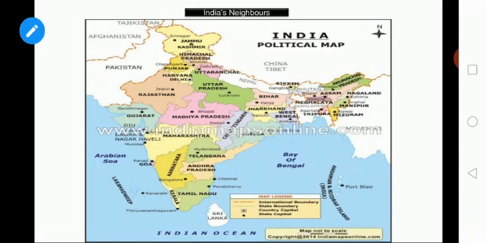So India shares its land boundaries with Pakistan and Afghanistan in the northwest, China, that is Tibet, Nepal and Bhutan in the north, and Myanmar and Bangladesh in the east. Our southern neighbors across the sea are the two island countries, namely Sri Lanka and Maldives. Sri Lanka is separated from India by a narrow channel of sea formed by the Palk Strait and the Gulf of Mannar, while the Maldives Islands are situated to the south of the Lakshadweep Islands. So these are the neighbor countries.